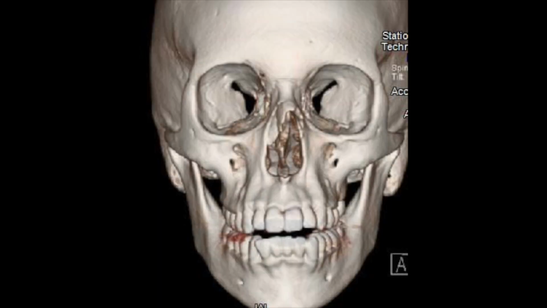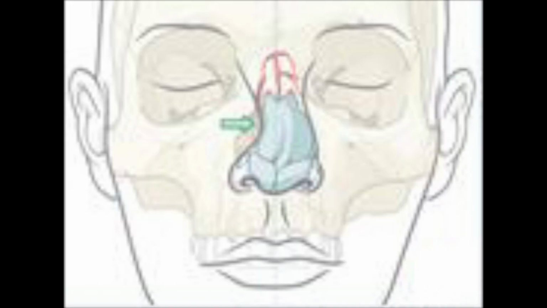Next, we have a 3D CT scan of his face, and you can see again the nasal bones are fractured and pushed well over to the patient's left side. Here we have a diagram of essentially the fracture that our patient had, with the force coming in from the patient's right side pushing over the nasal bones, and the fractures are outlined in red.